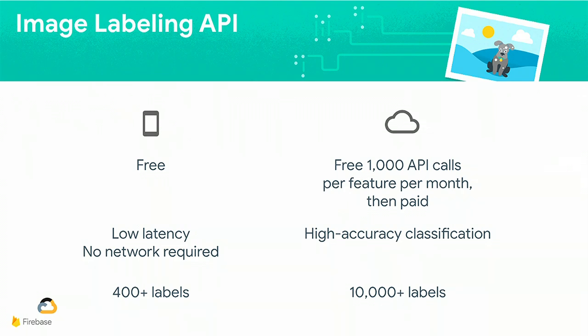The on-device APIs are free of charge and are best suited for scenarios where you need low latency, you might not have a network connection, and you're OK with a more coarse-grained answer. On the other hand, the cloud API calls come with a free quota, but are paid beyond that. They provide the most accurate results and are powered by the state-of-the-art machine learning models running on the Google Cloud Platform.